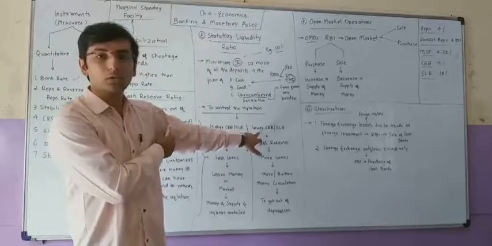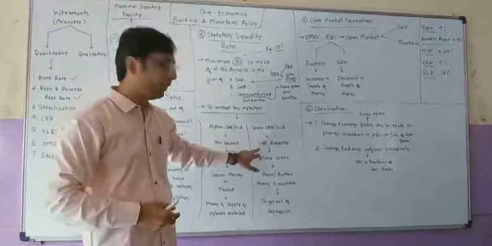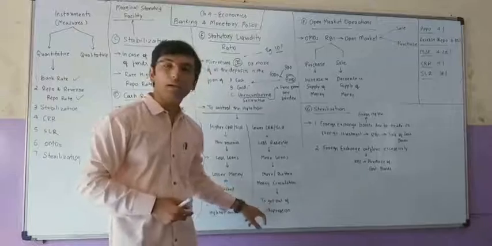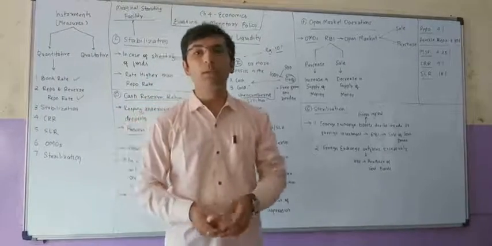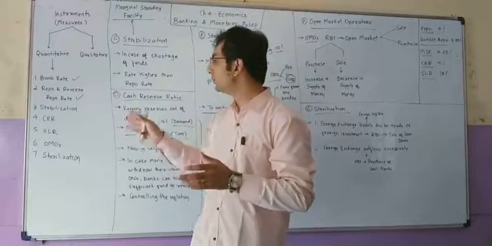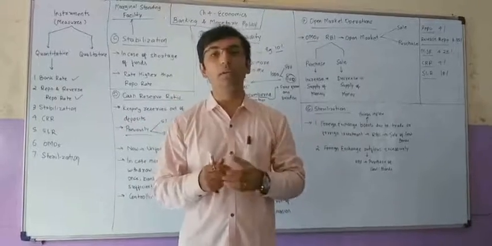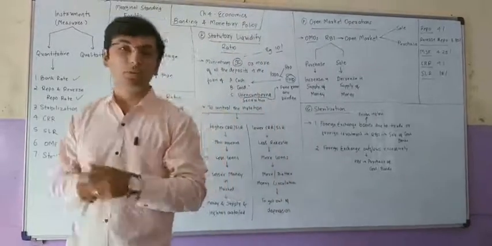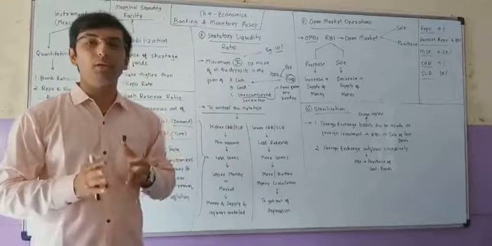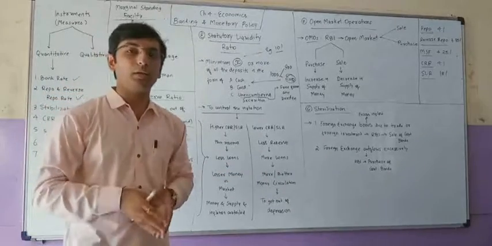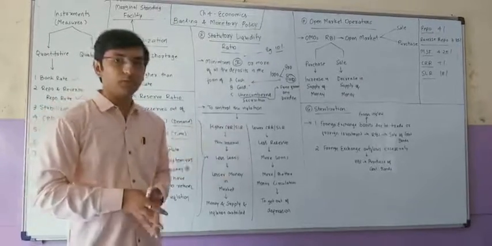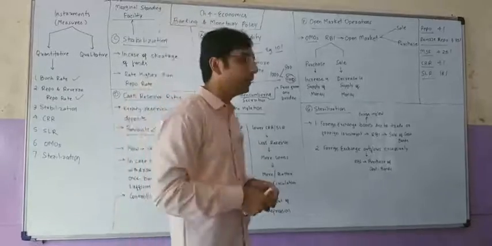And there is one thing: with lower SLR and lower CRR, there will be lesser reserves, there will be more loans, better money circulation in the market, and this is how they will get out of the depression situation. So this is how the government or RBI uses these things to control the inflationary or depression situation. To control inflation and depression, the government uses statutory liquidity reserves and cash reserve requirements. How does it work? We have discussed it. So these were the three instruments.